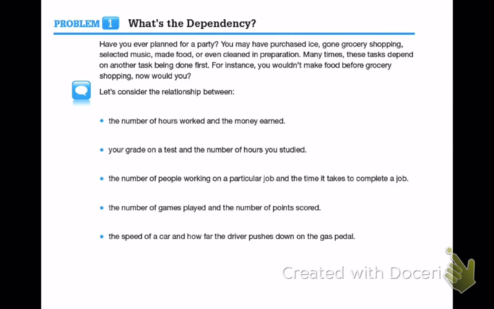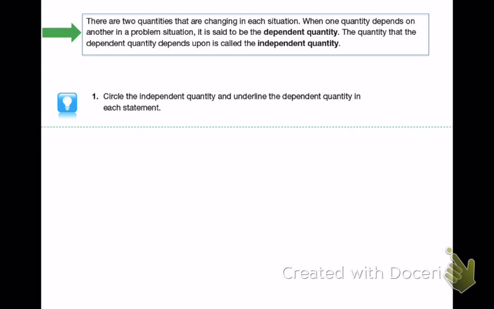Many times these tasks depend on another task being done first. So you can't put out your food unless you've actually made the food first. So here, for instance, you wouldn't have your food unless you first went to the store to buy the food. So some things depend on others. You can't buy the food until you maybe first made your list of what you're going to buy. So certain things depend on others before they happen. So here we have 5 situations, and I'm going to go over the first one with you guys.